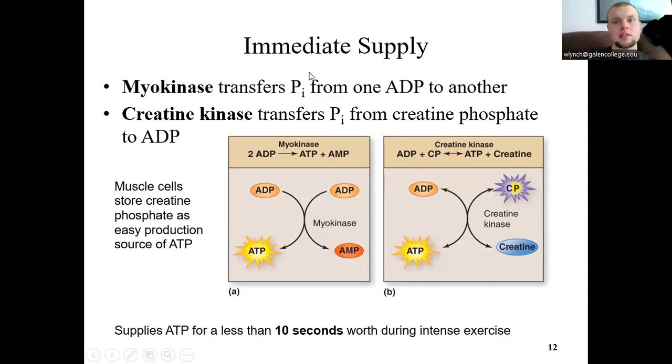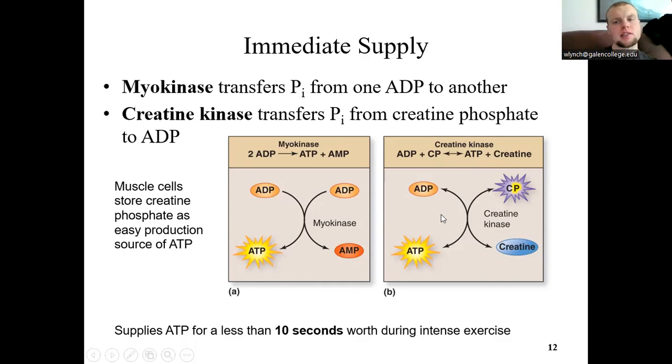Our immediate supply is dictated by our enzymes. We have the enzyme myokinase. Myokinase is going to be a kinase enzyme, and it's going to act to put things together. So here we take an inorganic phosphate from an ADP, and we're going to transfer it to another ADP so that we can regenerate ATP here.